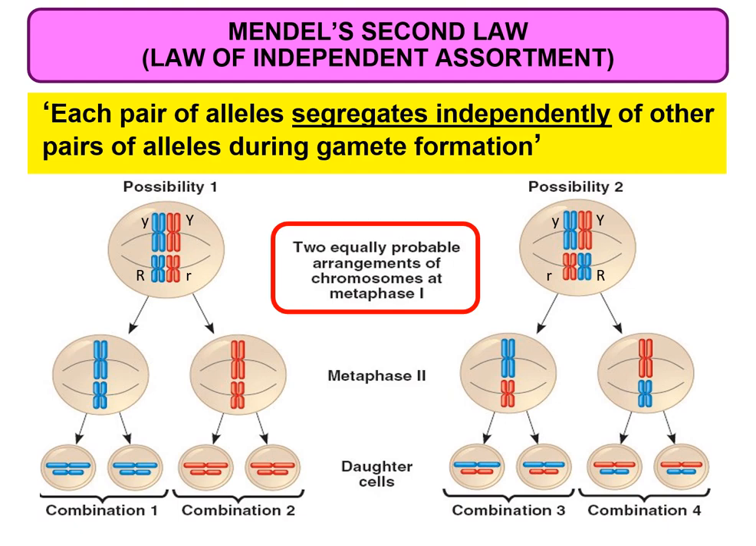Okay, dihybrid is very related to the law of independent assortment. Mendel's second law: each pair of alleles segregates independently of other pairs of alleles during gamete formation. So this independently is referring to how they arrange or align at the metaphase plate. Which one is facing the poles? The combination can be blue and blue, red and red, but it can be blue red, red blue. So it happens independently, secara rawak, random.